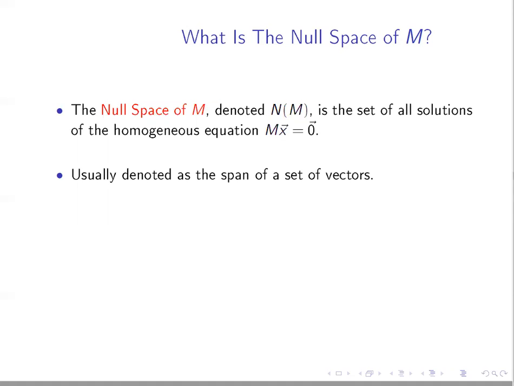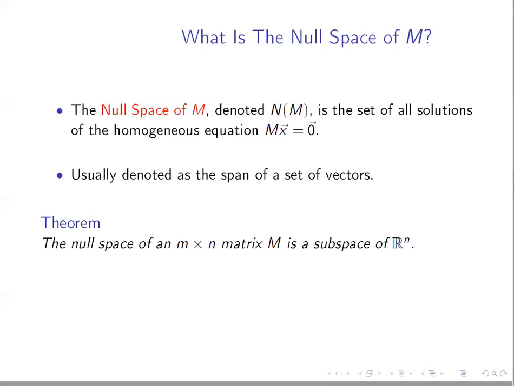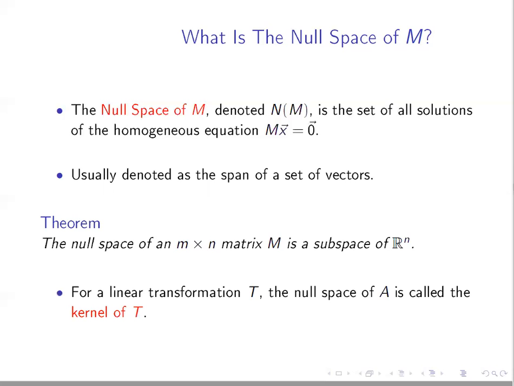We denote this as the span of vectors. Remember, a span is a set of vectors that covers everything. And we actually have a theorem: the null space of an m by n matrix is a subspace of Rn. So there's at most n vectors that need to be in its spanning set. Also, if we're talking about a linear transformation, the null space is called the kernel. It's all the vectors that are sent to the 0 vector in my target space.